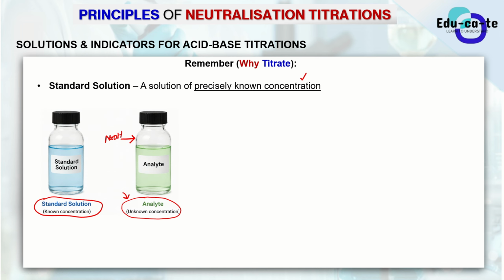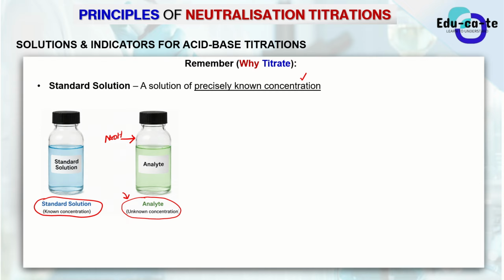Whenever we are dealing with acid-base titrations, you must know that a standard solution can be either a base or an acid. But as long as you know the concentration of that particular solution, then you can say it's a standard solution, whether it's a base or an acid. Even the analyte, which is the solution whose concentration you don't know, can also be a base and can also be an acid. So it depends on which solution you know the concentration of. The standard solution, you definitely know its molar concentration, but for the analyte, you do not know its molar concentration. That is just the difference.